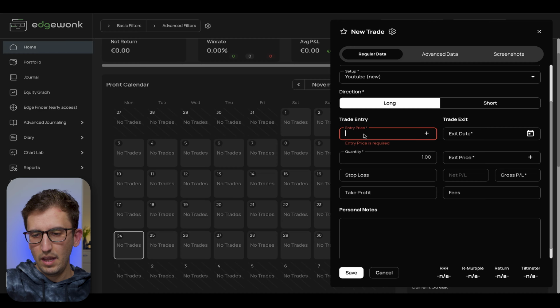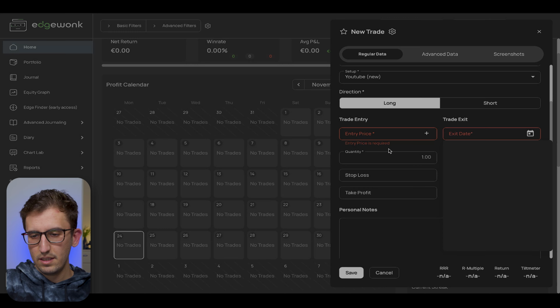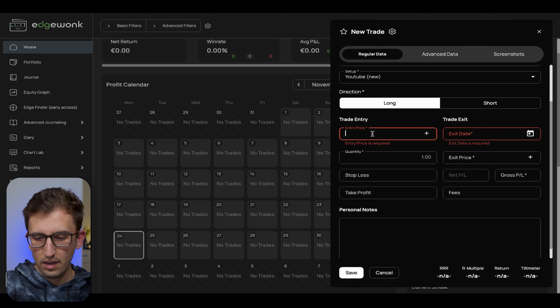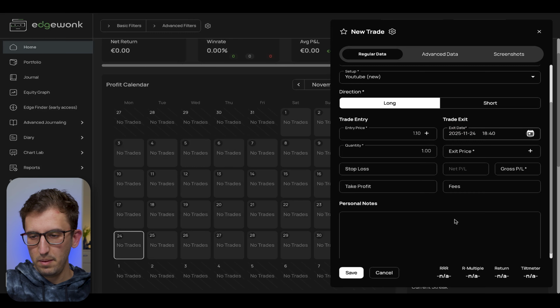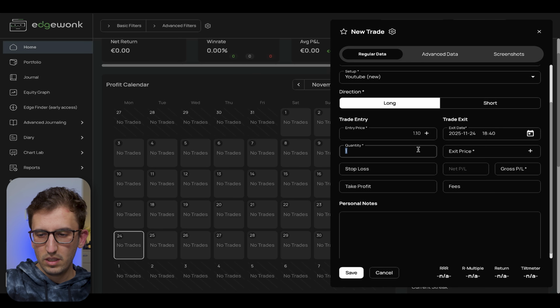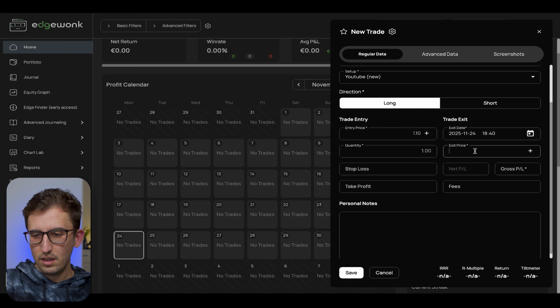And then here you'd put the entry price, the exit date. So let's say entry price, let's say 1.1. And let's say that I exited the trade same day, and let's say I exited at 18:40. Then quantity, I usually just leave. Exit price, let's say I exited the trade at 1.2, and then you'd put your stop loss.